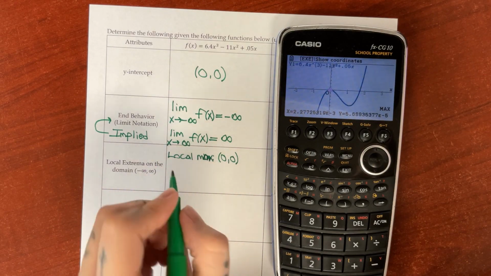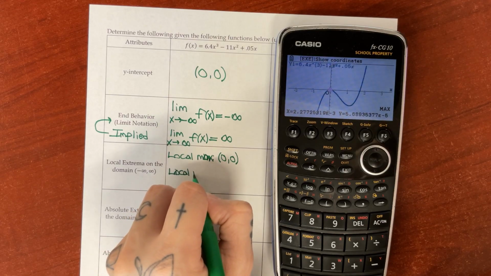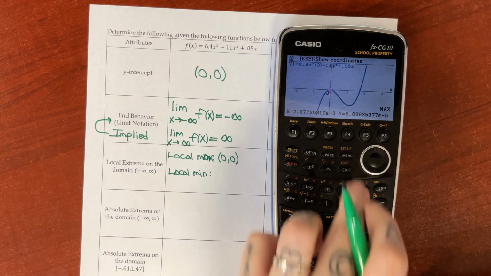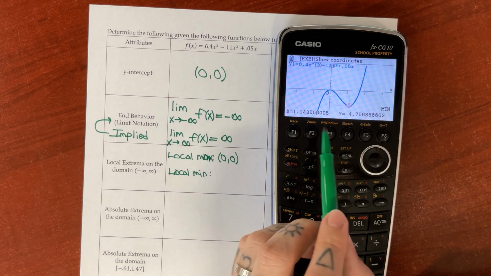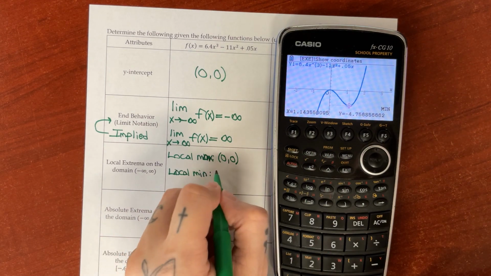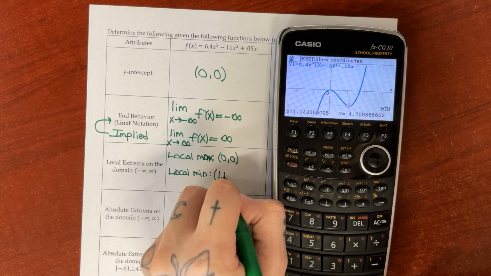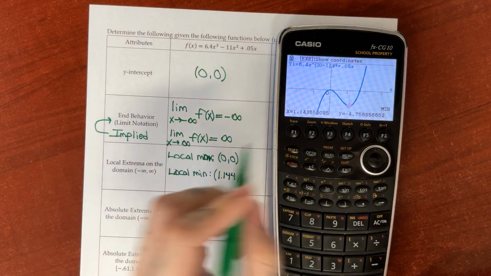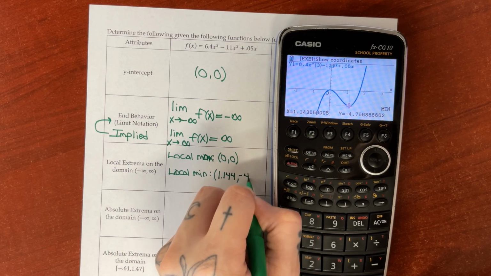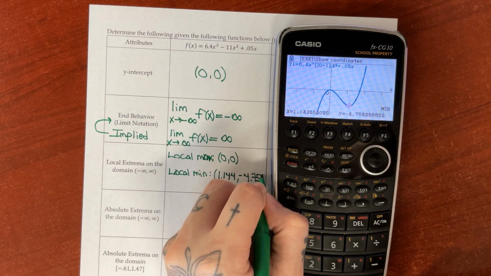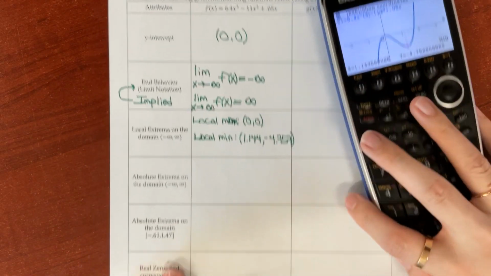Okay, and now I'm ready to do the local minimum. So F5 and then minimum. And we're going to round it to 3 decimal places according to AP. So this is going to be 1.144, comma, -4.757. All right.